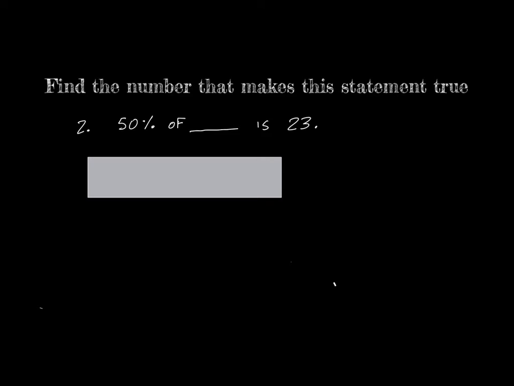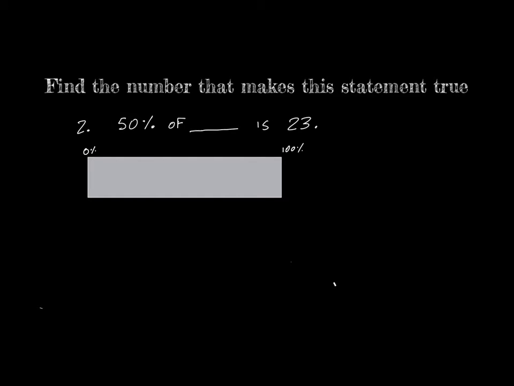Now we have something a little bit different. We're going to start by writing 0% and 100%. Once again, we're working with the tape diagram. But now, instead of being 100, we actually have 50% of blank is 23. So now what we're going to do is break this into 50%. How many 50% fit in 100? Pretty sure you're aware that only 2.